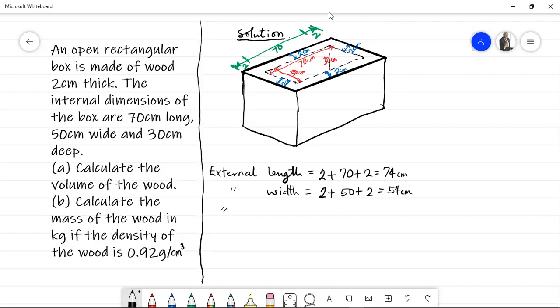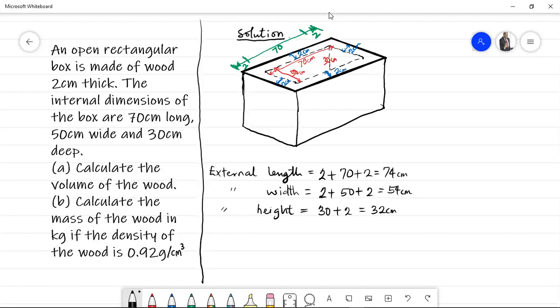Lastly, the external height, that's how deep the box is. The external height is going to be equal to 30 centimeters plus 2 centimeters, which will give 32 centimeters. Now, I know you'll be wondering why I didn't have 2 plus 30 plus 2 for the height.